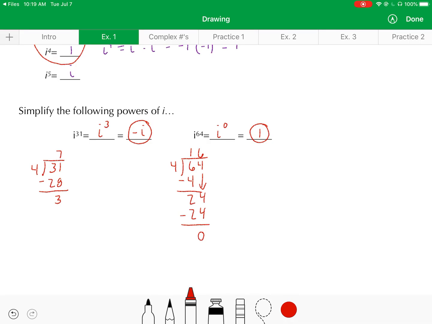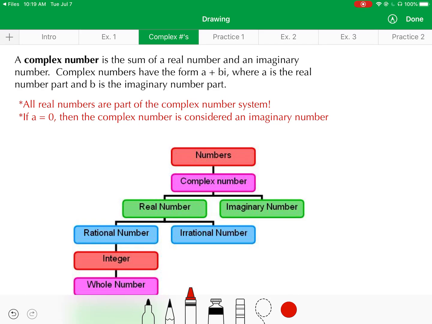All right, so now that we've reviewed imaginary numbers, let's talk about complex numbers a little bit more. So we know a complex number is the sum of a real number and an imaginary number. So it typically is going to take on the form of a plus bi, where a is your real number part and bi is the imaginary number part.